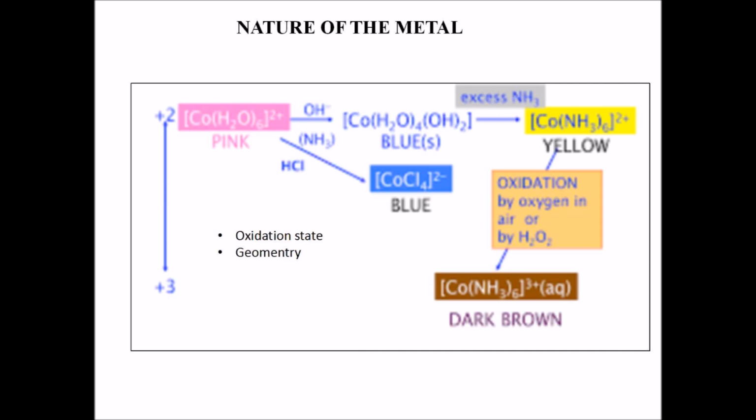Again, with a change in geometry, the color also changes. For example, cobalt in octahedral geometry, or when the coordination number is 6, its color is pink, and when the coordination number is 4, or when it is in tetrahedral geometry, the color is blue.